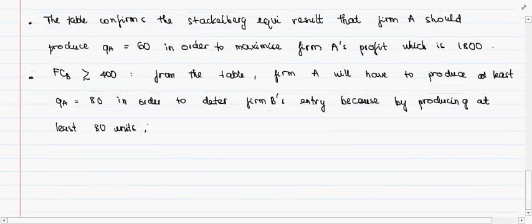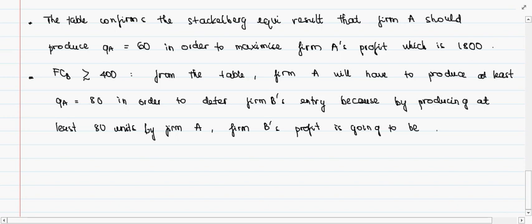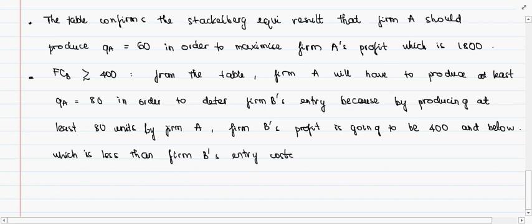Okay, so therefore because firm A produces at least 80 units, firm B's profit is going to be 400 or below, which is less than firm B's entry cost. Okay, and therefore firm B will decide not to enter the market.